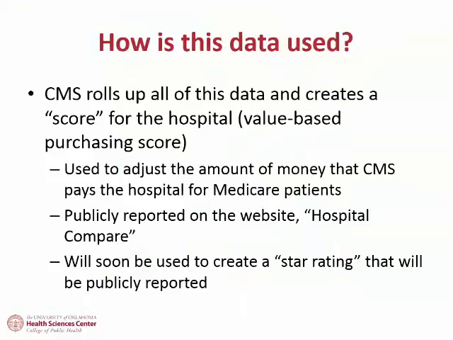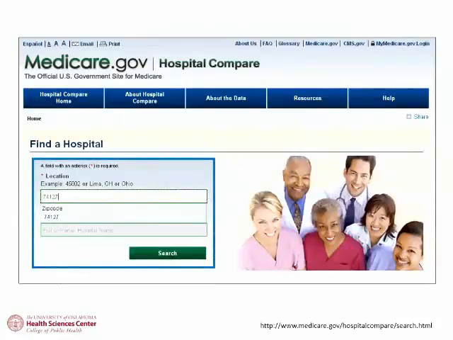So what happens with all this data? So CMS takes that infection data, processes of care, mortality rates, readmissions, patient satisfaction data, cost of care. They roll it up into a score. They send OSU Medical Center a report that says, here's your value-based purchasing score. We're either going to give you an incentive or we're going to cut your payment based on the overall score. And it's publicly reported on Hospital Compare.